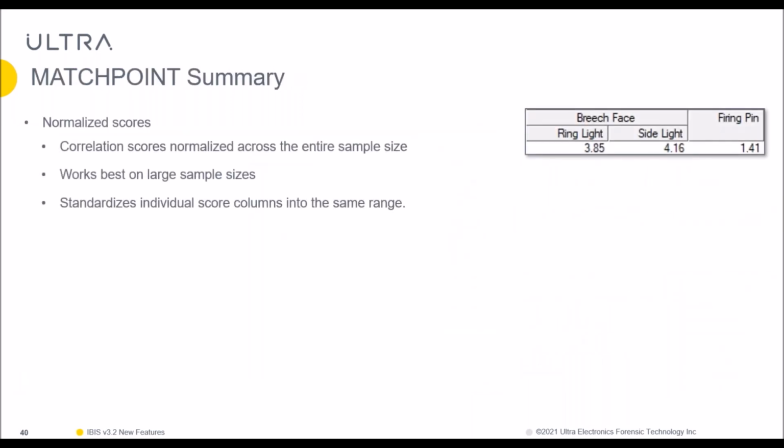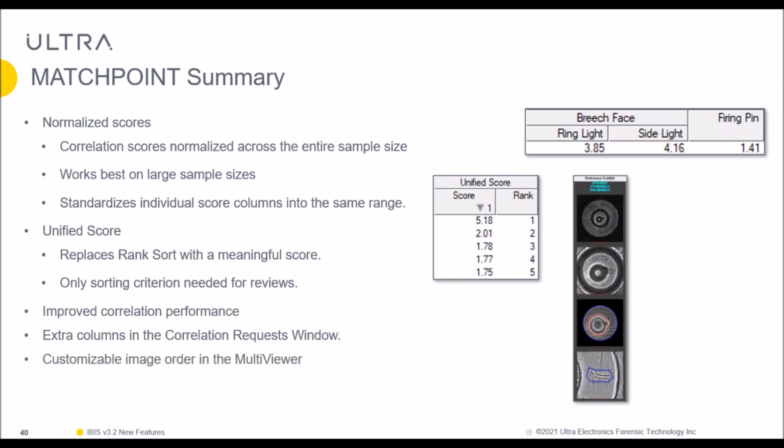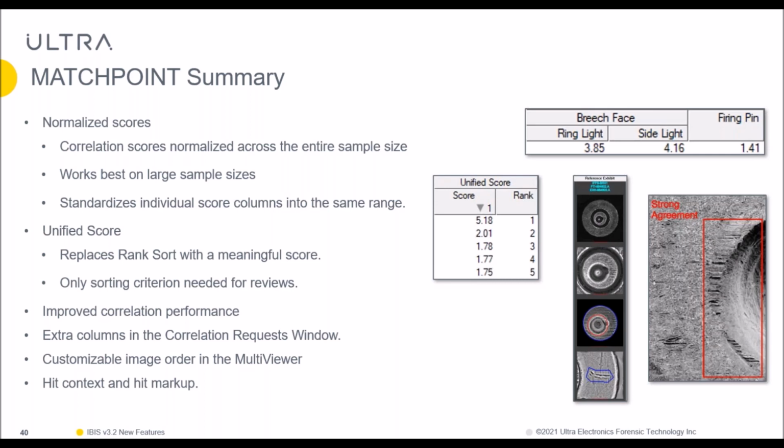Okay, so that kind of concludes the new features you can expect to see in Matchpoint version 3.2. In summary, we saw the normalized scores, where the correlation scores are now normalized across the entire sample size. The bigger, the better. The scores are standardized, always to 2 decimal places, and because of that, they can be combined into a unified score, which replaces the rank sort and provides a meaningful score that is the only one we need for correlation reviews. We saw there's been an improvement in correlation performance, and then we saw some other cosmetic improvements, such as more control over what columns appear, the order in which images can appear in the Multiviewer, and the hit context and hit markup tools.